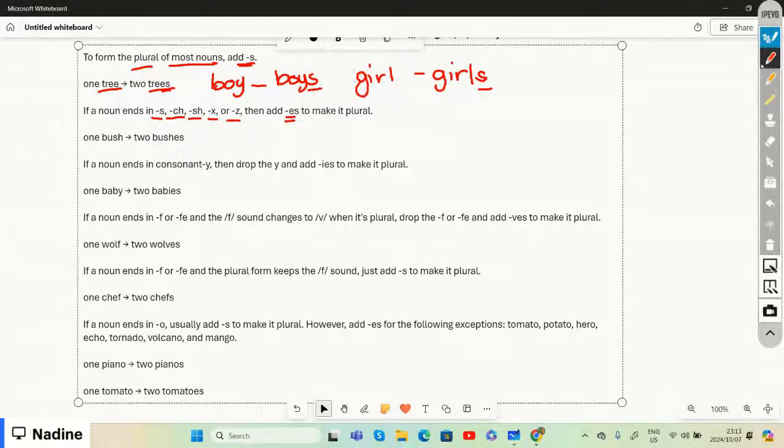And remember, I said the word regular, right? Regular just means that we need to follow a specific rule. And look at this. Here it specifically says that if the noun ends in S, CH, SH, X, or Z, then we need to add ES to make it plural. Exactly. You just add an S to girl to show that there's more than one girl.